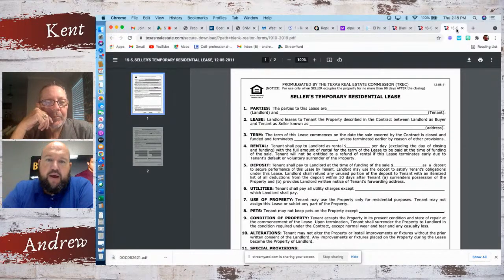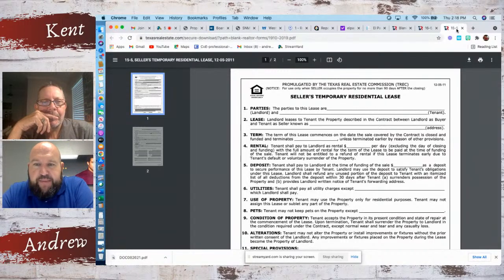Landlord leases to tenant the property described in the contract between landlord as buyer and tenant as seller, known as, again, you're going to put the property address there. And I think probably if they put the lease paragraph section above the party section, it would help people understand that a little bit better, because they kind of explain it after they've already looked at it.